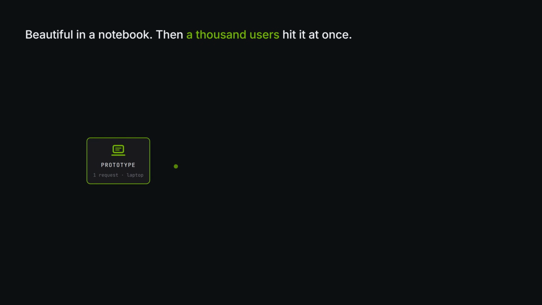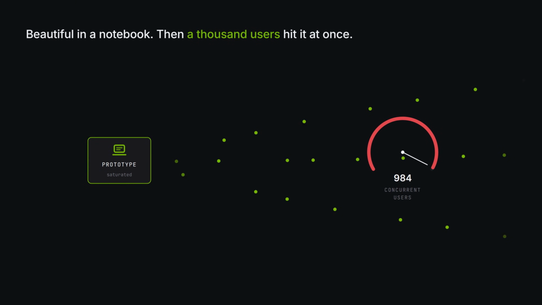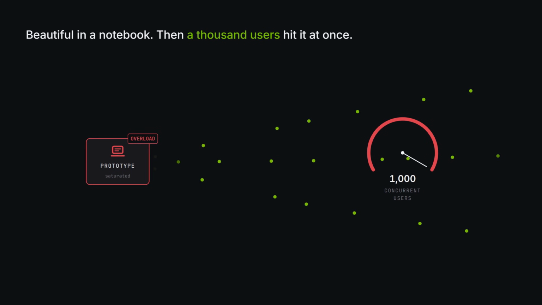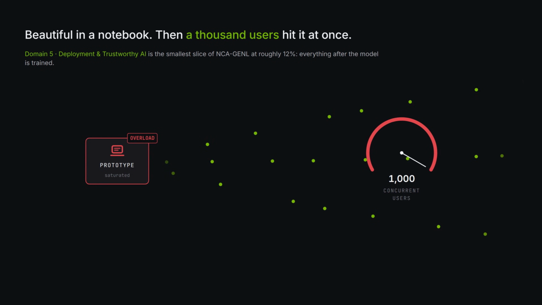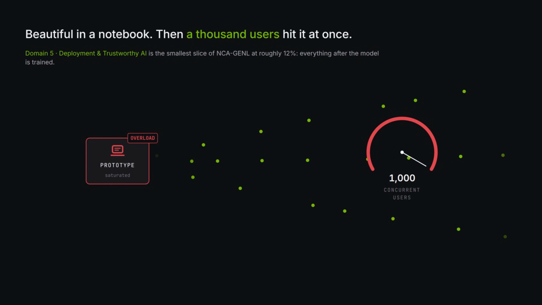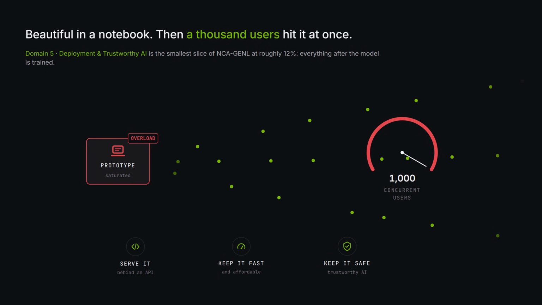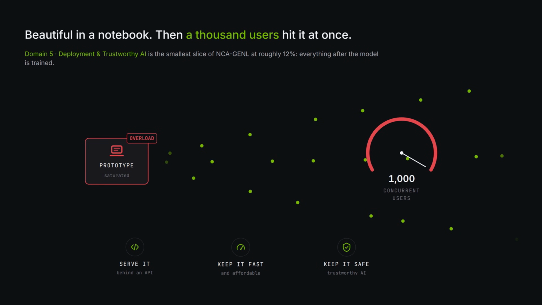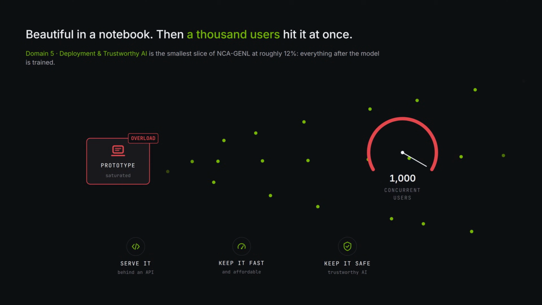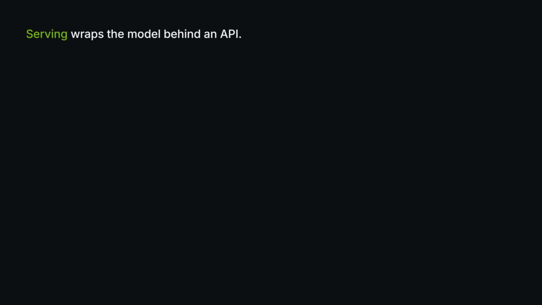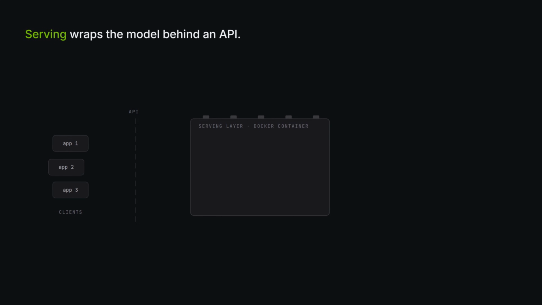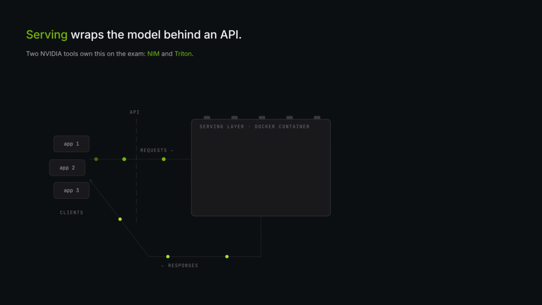Imagine your model works beautifully in a notebook on your laptop, and then 1,000 users hit it at the same time. Domain 5, Deployment and Trustworthy AI, is the smallest slice of NCA-GenL at roughly 12%, and it covers everything that happens after the model is trained: how you serve it, how you keep it fast and affordable, and how you keep it safe. Serving means wrapping the model behind an API so applications can send it requests and get answers back. On the exam, NVIDIA's own tools show up here.